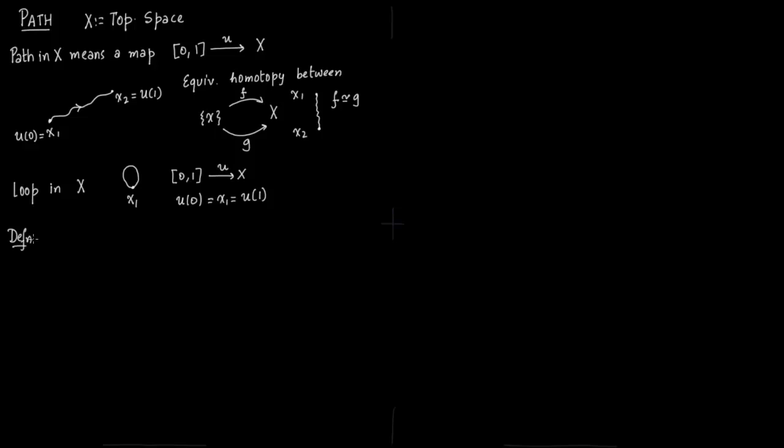Now we define the product path. So notice that this is a product of paths, not a composition. So u dot v means you first traverse u, then you traverse v, and here t lies in the unit interval 0 to 1. So in the first half of the interval you traverse path u. So from 0 to half you traverse path u, and then in the second interval you traverse path v.